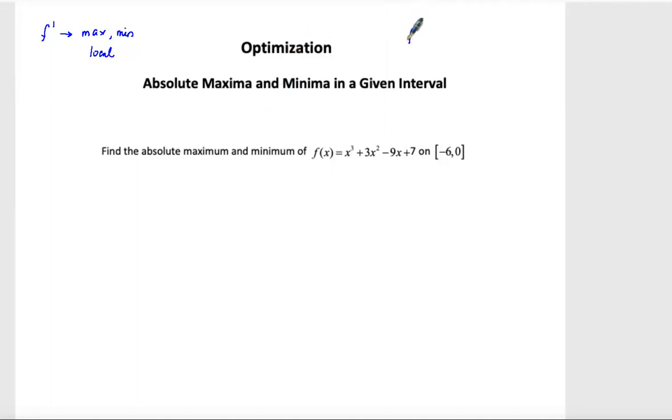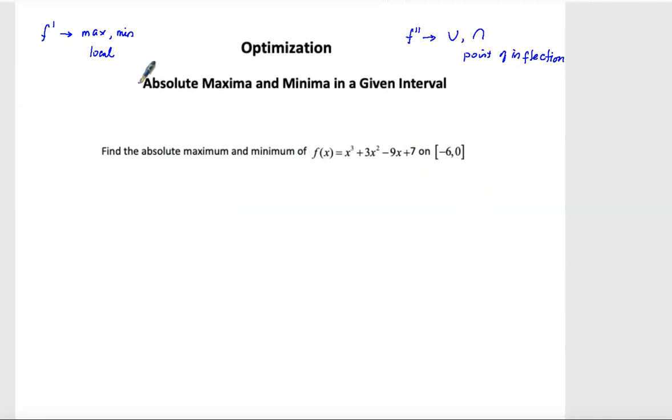On the other hand, the second derivative, the f double prime, tells us where the function is concave up or concave down. It also tells us the point of inflection, and the point of inflection is where the graph changes concavity. Okay, taking this in and applying it to optimization, let us take a look at the following problem.